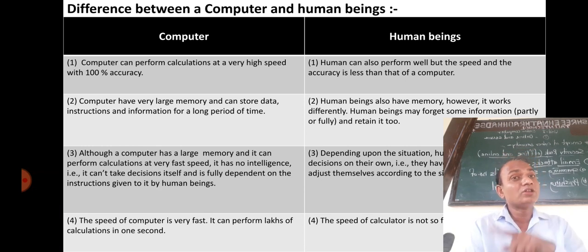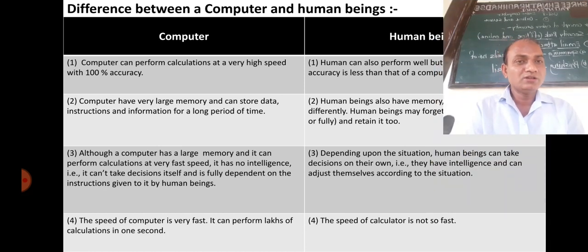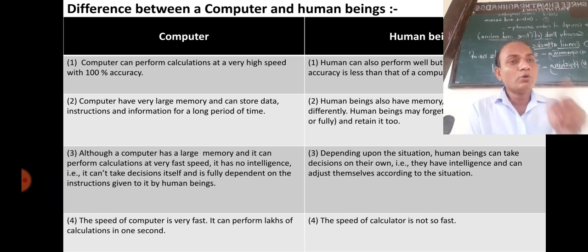Means the computer depends on human beings for the instruction or command, and then the computer can operate. But human beings depend upon the situation. Whatever kind of situation is around them, human beings can take decisions on their own. So human beings have intelligence and can adjust themselves according to the situation. These are the main differences between the computer and human beings.